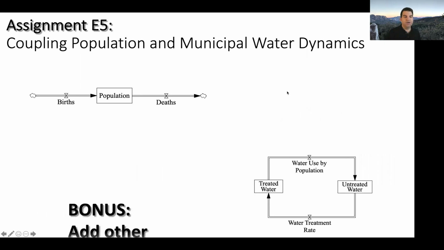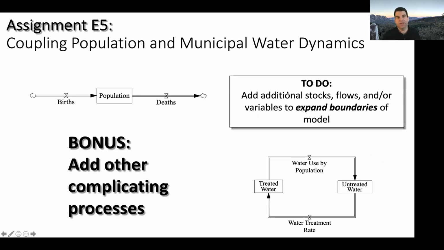But then I'm also allowing you some bonus credit, where I'm saying, okay, now that you've built the model as I've described it, are there any other dynamical parts that you might want to add to it that you could bolt on to the side? So additional stocks or flows or variables to expand the boundaries of the model to include more dynamics that you might expect in a real model of a real city.